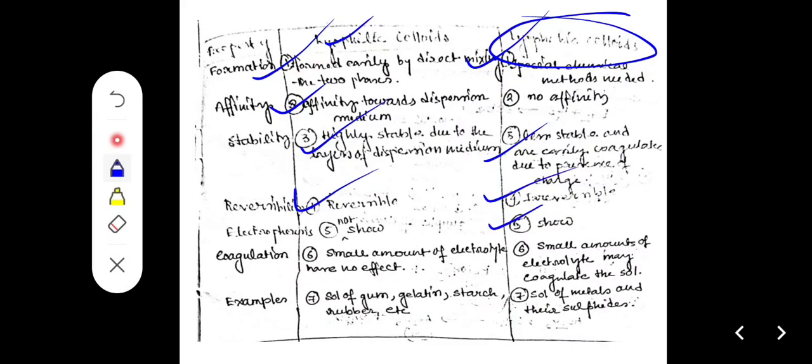For lyophilic colloids, in coagulation, a small amount of electrolyte has no effect. If we add a small amount of electrolyte, no effect can be seen. But for lyophobic colloids, a small amount of electrolyte may coagulate the sol. Last and least, the topic of examples. Examples of lyophilic colloids are sols of gum, gelatin, starch and rubber, etc. And lyophobic colloids are sols of metals and their sulfides.